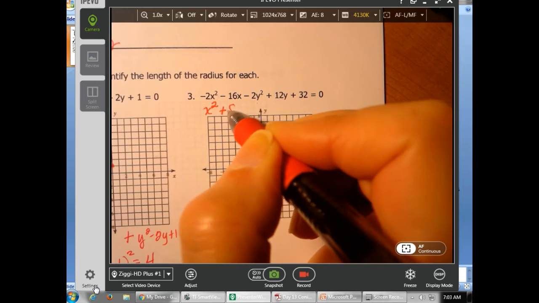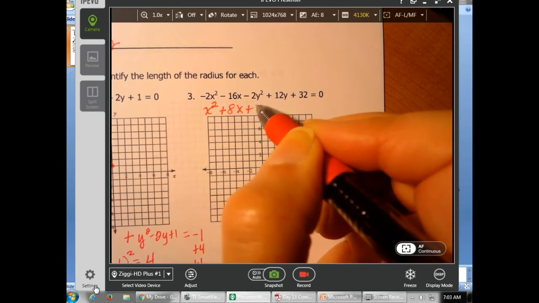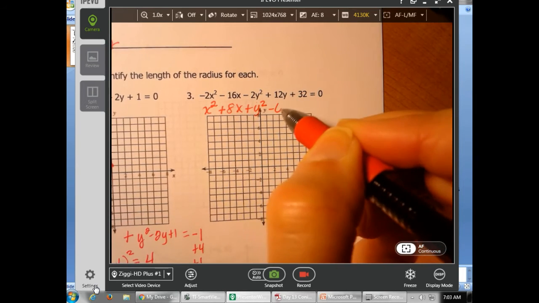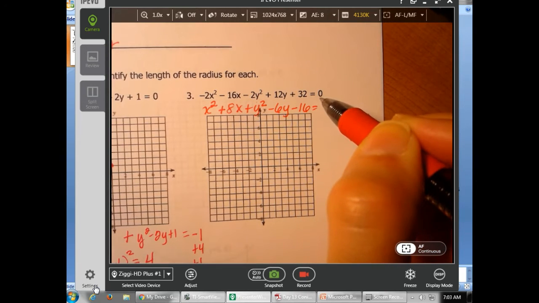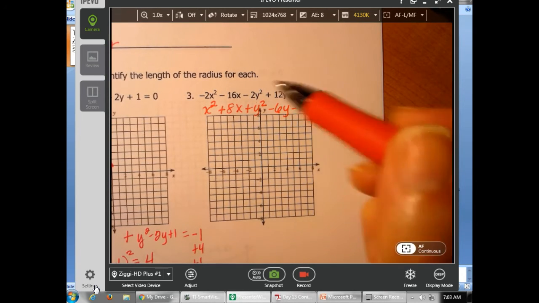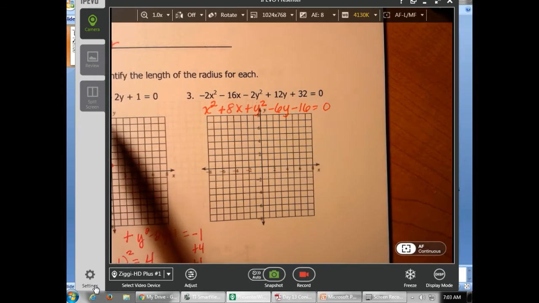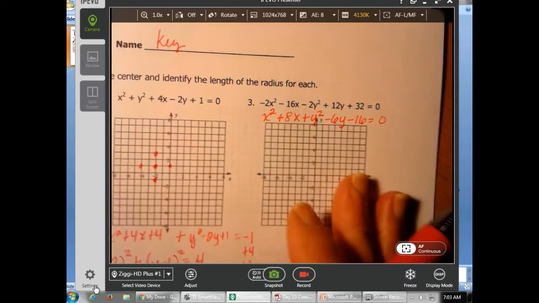This would be plus 8x. This would be plus y squared. This would be minus 6y. This would be -16, and then 0 divided by -2 is still just 0. So now it looks much more like number 2 that we just completed.